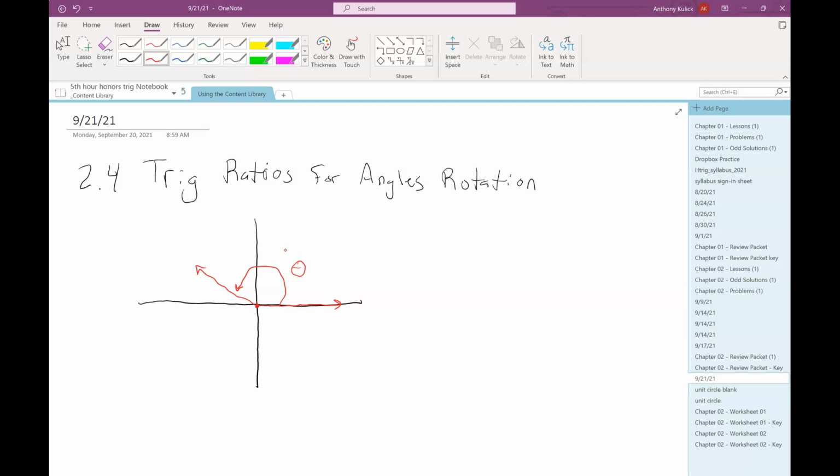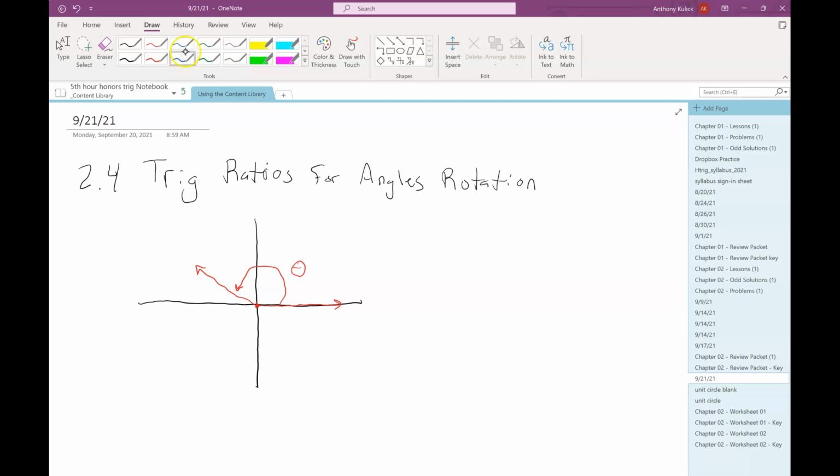What we're going to do now is we're going to move away from defining sine, cosine, and tangent with right triangles using like SOHCAHTOA and define sine, cosine, tangent just using points on the terminal side of these standard position angles.